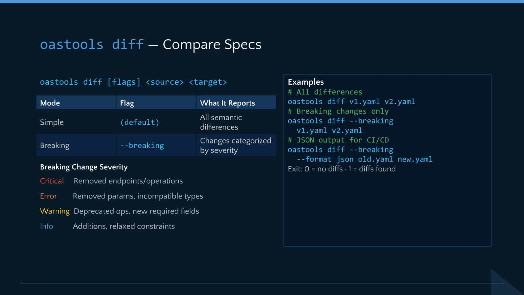Compare specs. The diff command is essential for API governance. In simple mode, it reports every semantic difference between two specs. In breaking mode, it categorizes each change by impact severity. This is designed for CI/CD. You can add a step that diffs the PR spec against the main branch spec and fails the pipeline if breaking changes are introduced. The JSON output includes a hasBreakingChanges Boolean and a breakingCount for easy scripting. Cross-version comparison is supported with limitations, so you can diff a Swagger 2.0 spec against an OpenAPI 3.0 spec.